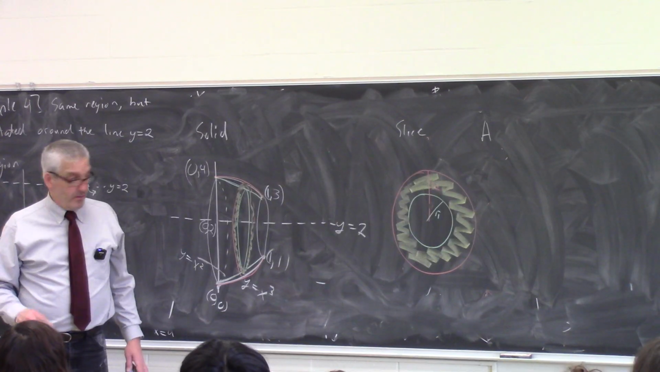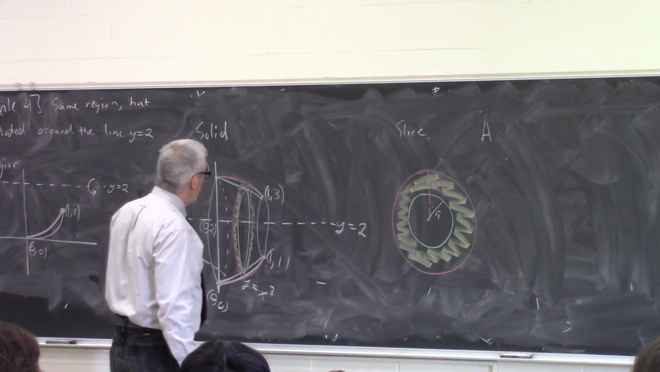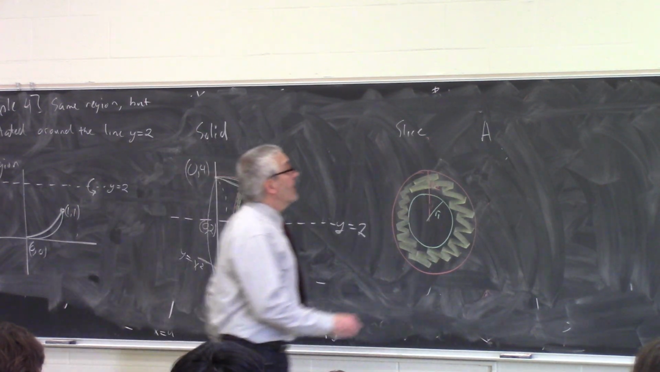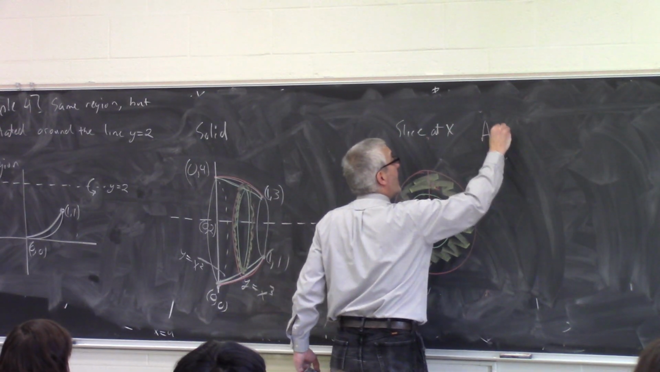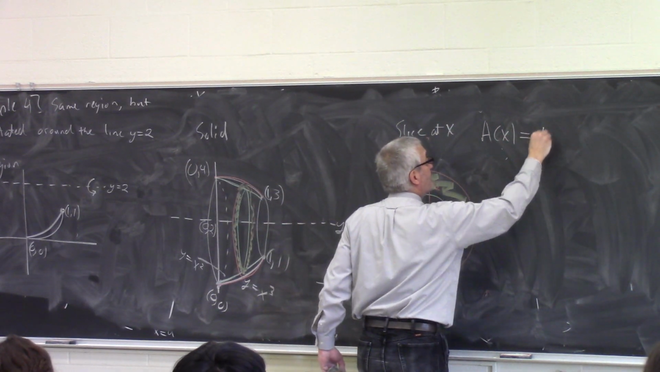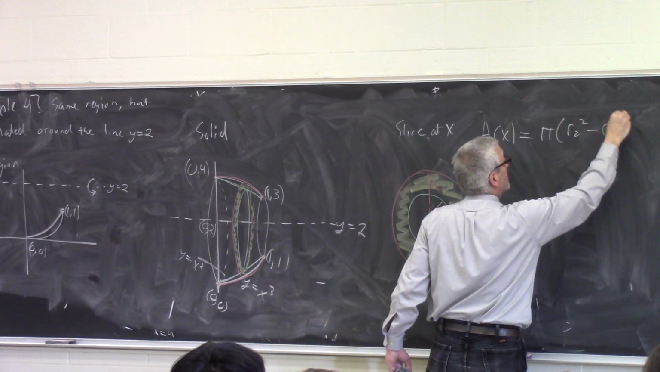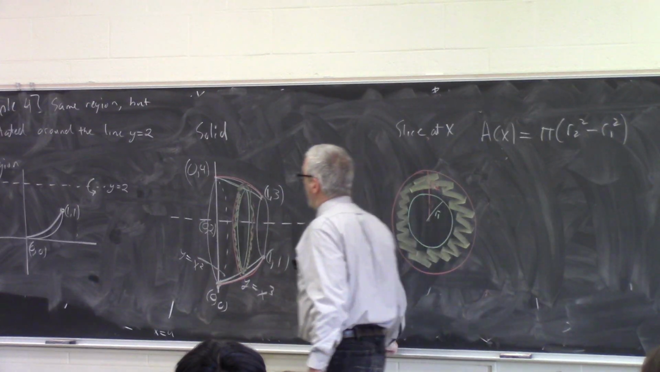Marcy? At X. It's at X because we're slicing perpendicular to the x-axis. So the slice at x has area A that's a function of x. It's going to be pi times R2 squared minus R1 squared. Okay, so what's R2?